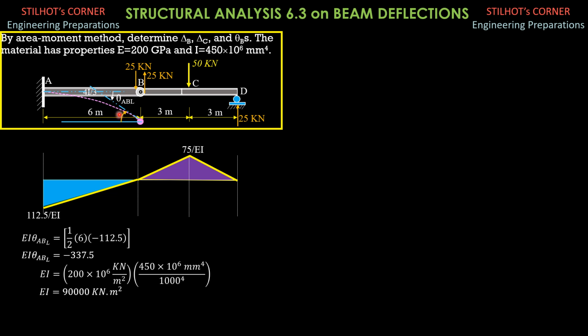So theta AB left is indeed negative because from the horizontal line to the tangent at B left, it is clockwise. So therefore, theta B left is equal to negative 337.5 divided by 90,000, and that is in radians, negative 3.75 times 10 to the negative 3 radians. So there's no need to put radians there, it is understood radians.